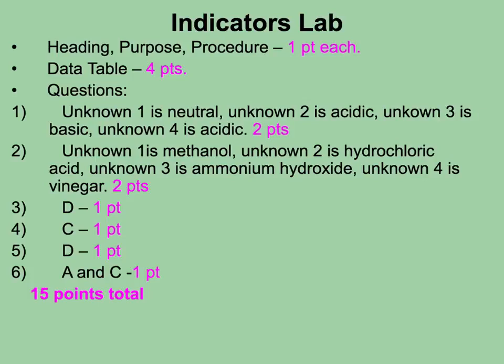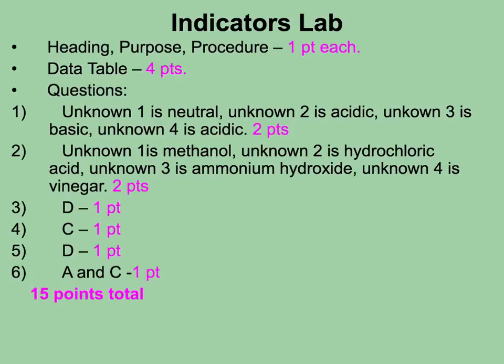Unknown number 2 is hydrochloric acid, because it was acidic and it was actually a stronger acid than number 4. Unknown number 3, because it's basic, then that would be ammonium hydroxide. And unknown number 4 is vinegar, because it's acidic, but it's less acidic than the HCl.